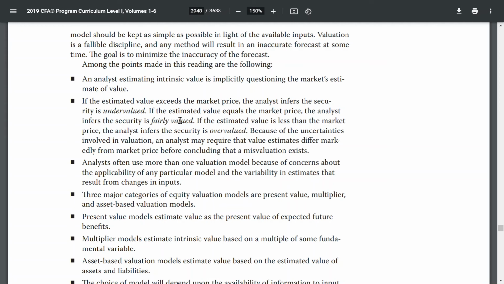Among the points made in this reading are as follows. The analyst estimating intrinsic value is implicitly questioning the market's estimate of value.